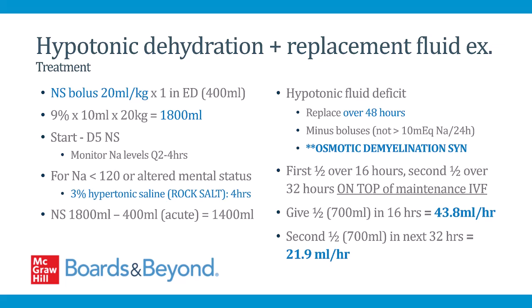Therefore, you'll give the first half, or 700 mL, in 16 hours at a rate of 43.8 mL per hour, and then give the second half, or 700 mL, in the next 32 hours at a rate of 21.9 mL per hour. Again, remember that this is on top of maintenance IV fluid needs.